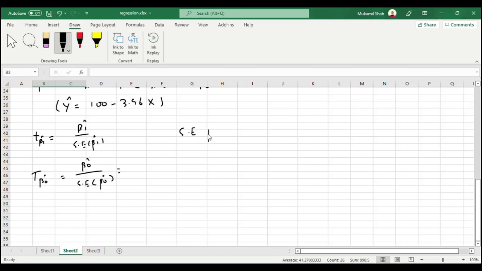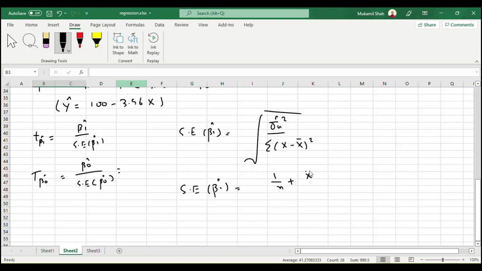The standard error of beta 1 hat is equal to the square root of sigma u hat square divided by summation of x minus x bar square. And the standard error of beta naught hat is equal to the square root of 1 over n plus x bar square divided by summation of x minus x bar square, into sigma u hat square. So these are the formulas for the standard errors of beta 1 hat and beta naught hat.